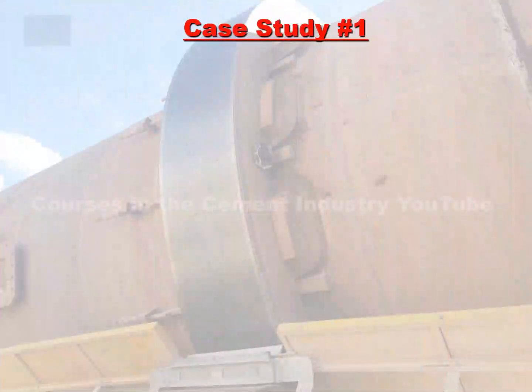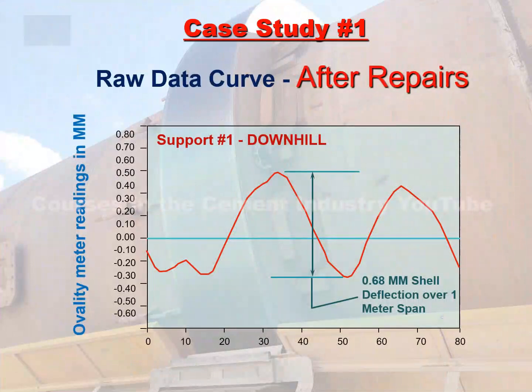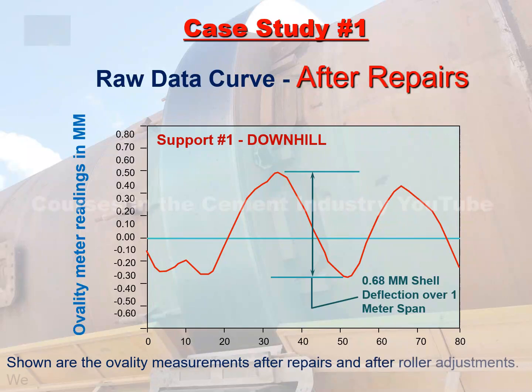Case Study 1. This chart: raw data curve. After repairs, we note the following. Shown are the ovality measurements after repairs and after roller adjustments. We can see a clear reduction in span of the raw data.